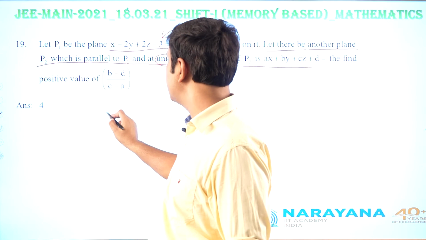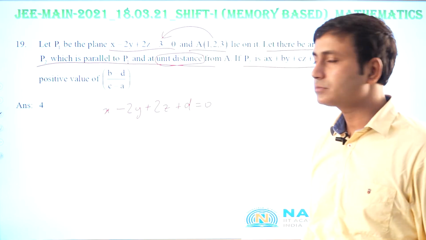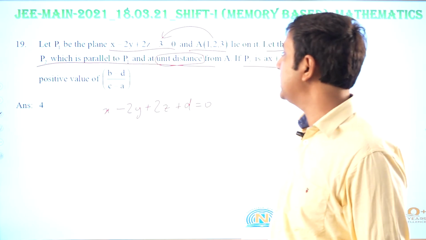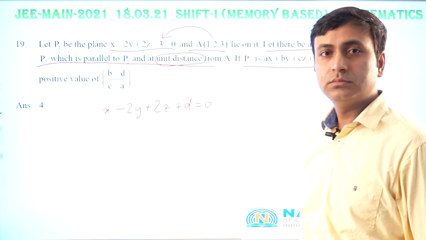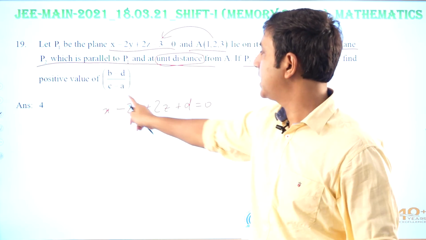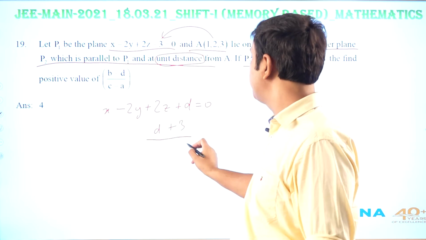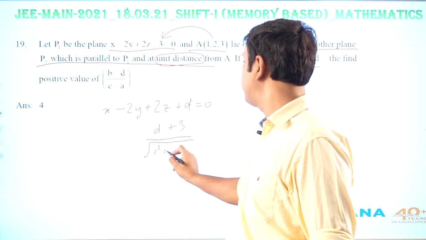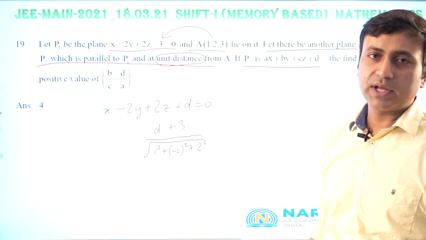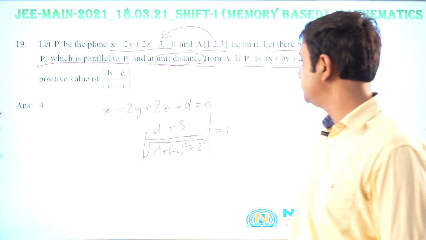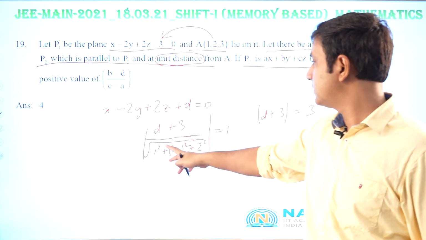The equation of that plane P2 can be assumed as x minus 2y plus 2z plus d is equal to 0. Since this point lies on the plane, the distance of this point is the same as the distance between these two planes, which is d1 minus d2 upon the square root of 1 square plus minus 2 square plus 2 square. We all know the formula. So we will write d minus minus 3, which becomes d plus 3, upon the square root of 1 square plus minus 2 square plus 2 square, which is nothing but the square root of 9, which is 3. This magnitude should be equal to 1, which means the magnitude of d plus 3 should be equal to 3.